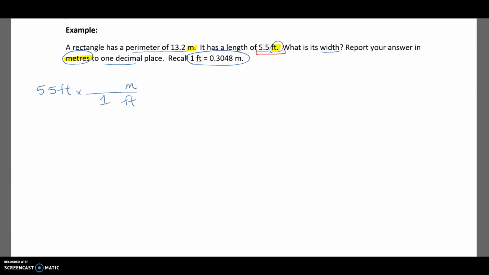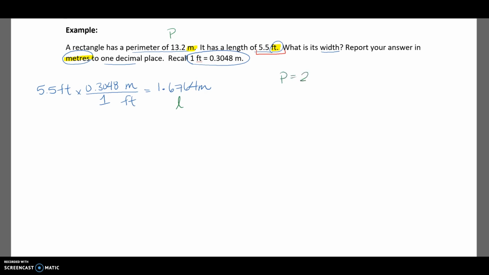From this conversion, 1 foot is 0.3048 meters. You can do the multiplication, and 5.5 feet is equal to 1.6764 meters. This is the value I'll use in my algebra calculation for the length, and the perimeter is already in meters, 13.2. From here, I'll carry on like I did above.